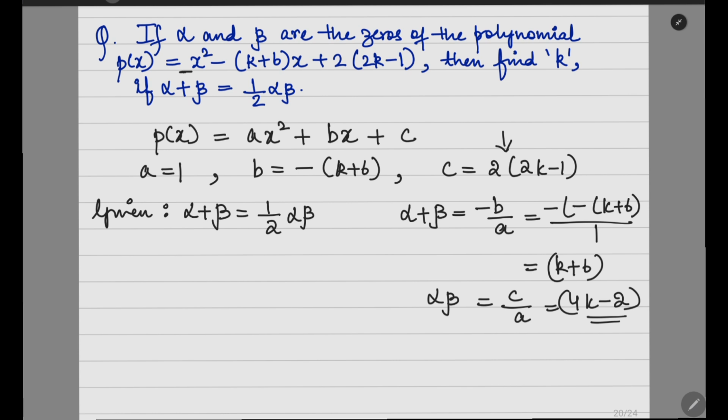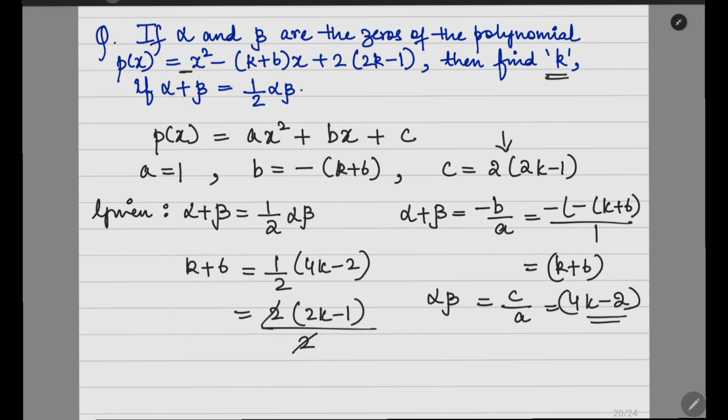Now you already know you have to find k, right? So you are given alpha plus beta equal to half of alpha beta. Let's substitute. What is alpha plus beta? k plus 6 is equal to 1 by 2. What is alpha beta? 4k minus 2. Okay, just cross multiply. Or you can also do another thing. You can take 2 common out from the numerator. So you'll have 2k minus 1 by 2. So this 2 will get cancelled.